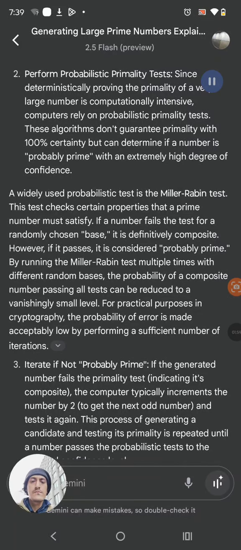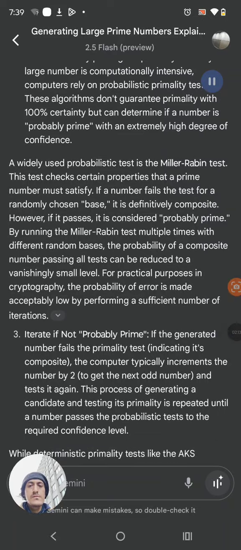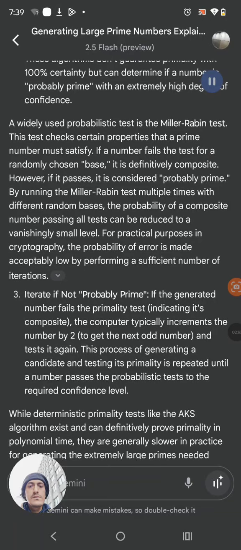By running the Miller-Rabin test multiple times with different random bases, the probability of a composite number passing all tests can be reduced to a vanishingly small level. For practical purposes in cryptography, the probability of error is made acceptably low by performing a sufficient number of iterations. 3. Iterate if not probably prime.